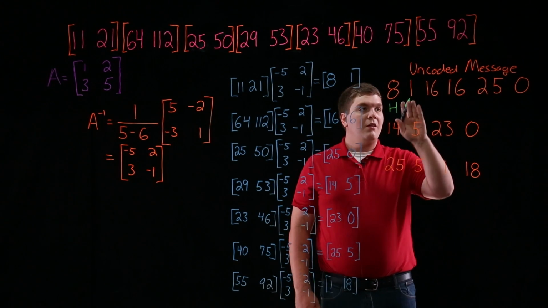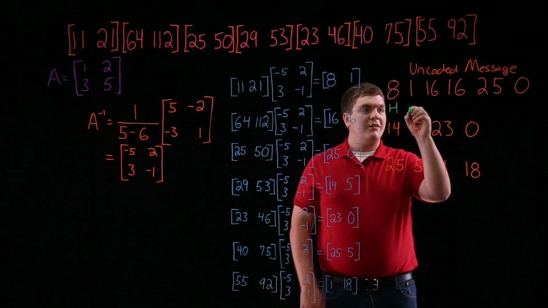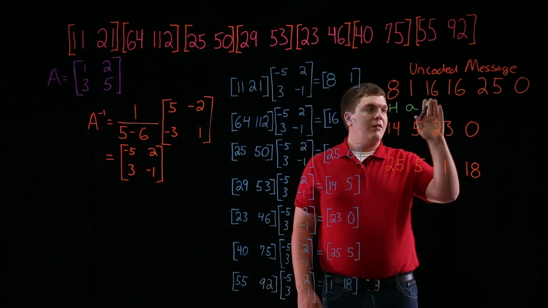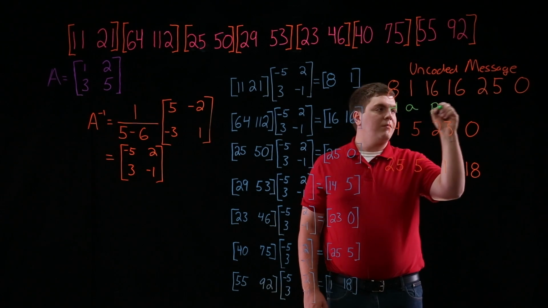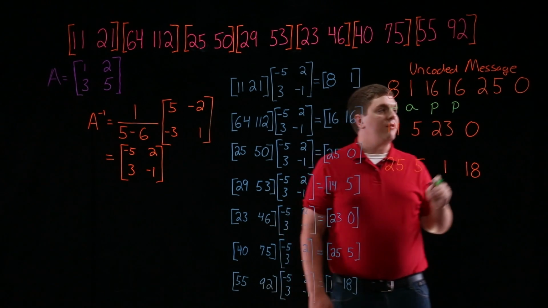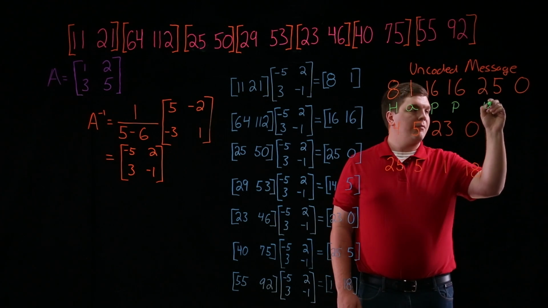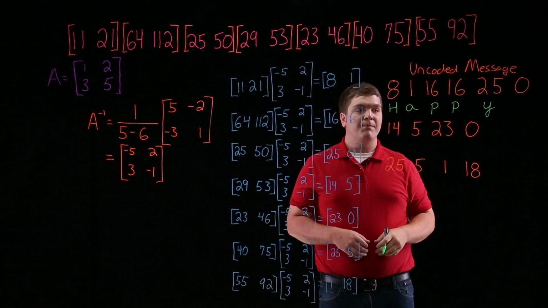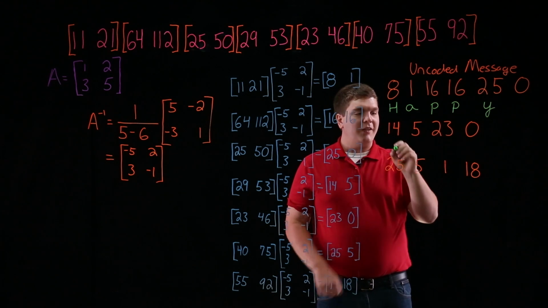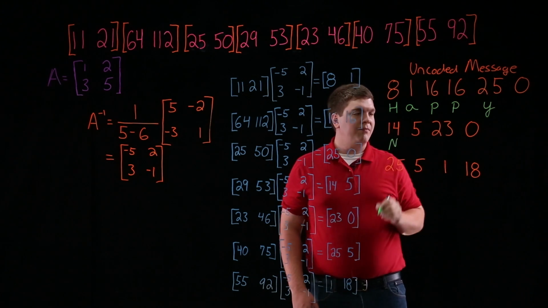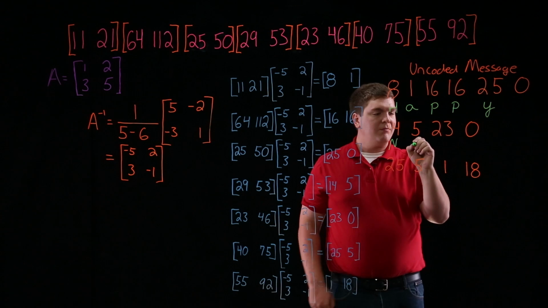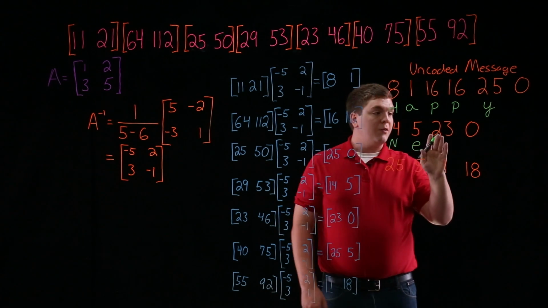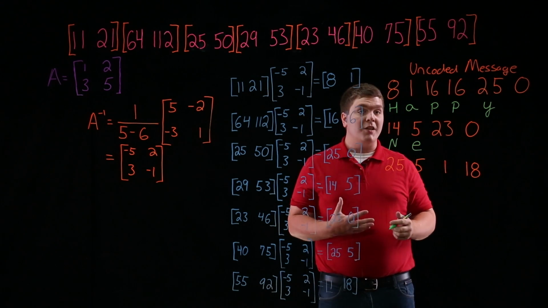Since the 8th letter of the alphabet is H, the first letter of our message will be H. The first letter of the alphabet is A. The 16th is P. The 25th letter of the alphabet is Y. And as I said, the zeros represent spaces. The 14th letter of the alphabet is N. The 5th letter of the alphabet is E. The 23rd letter of the alphabet is W.